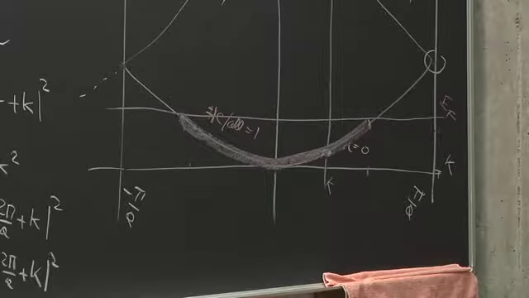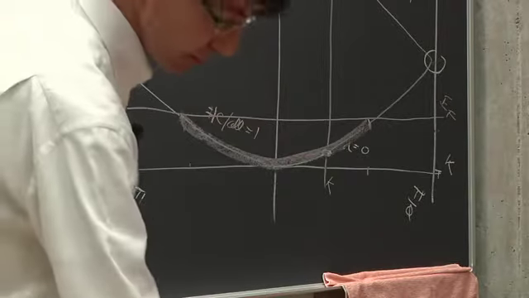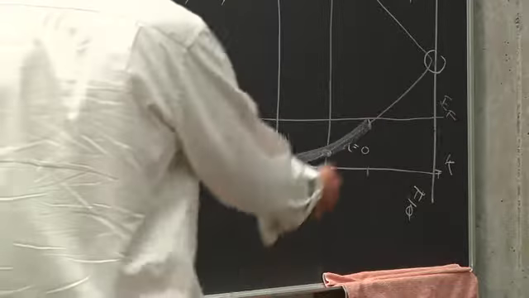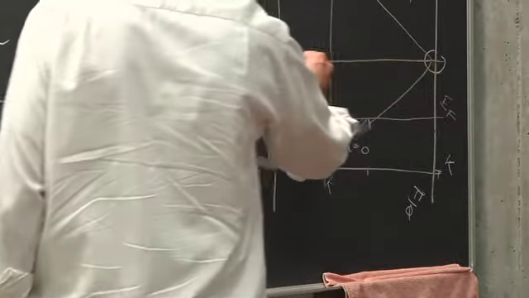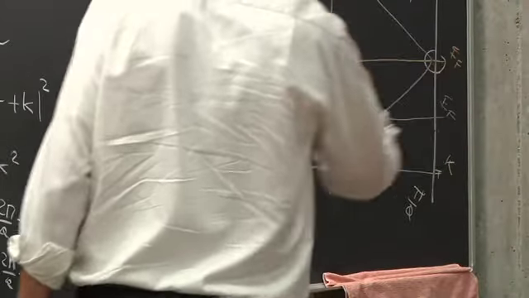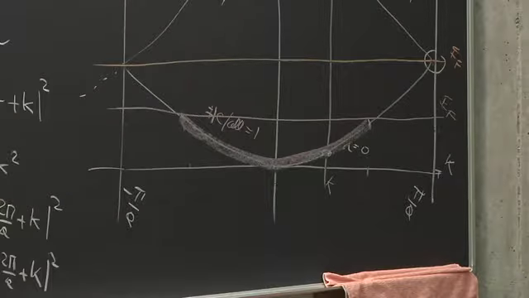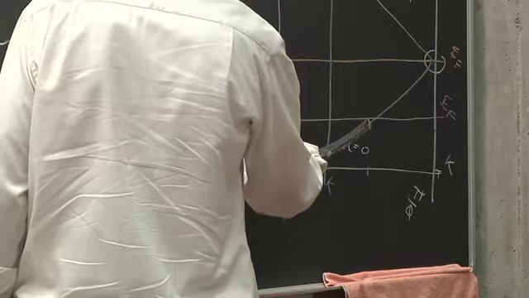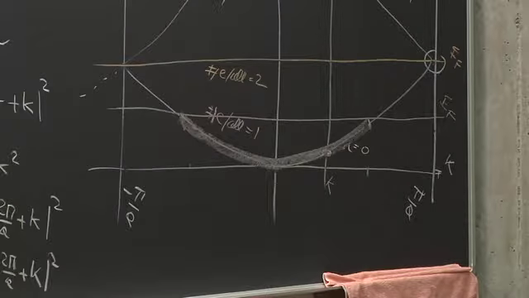If I have 2 electrons per cell, I will have to fill completely the first band. That's actually quite interesting, because my Fermi level hits a degeneracy. That's quite an interesting statement, and we'll see the consequences in a moment. So this would be for a number of electrons per cell equal to 2, for example.